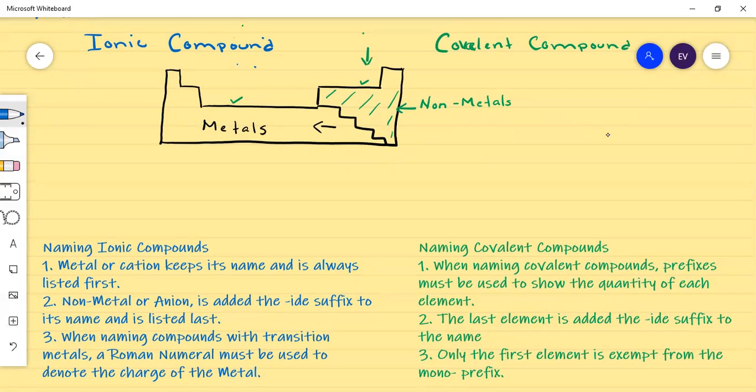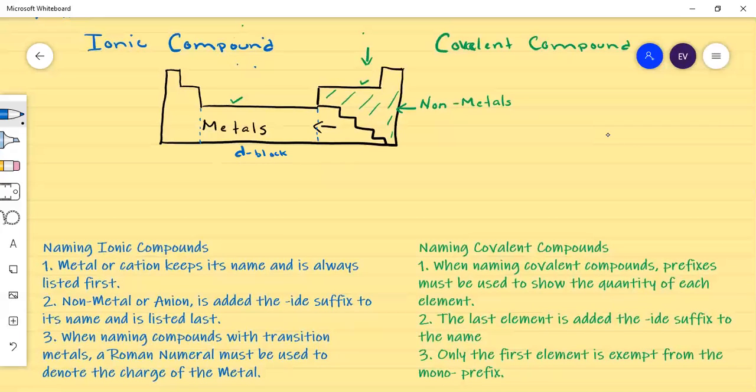The nonmetal or the anion gets the -ide suffix added to its name, and it is listed last. And when naming compounds with a transition metal, a Roman numeral must be used to denote the charge of the metal. Now, transition metals are the metals that exist in this space on your periodic table, like this big block in the middle, the d block, if you remember.